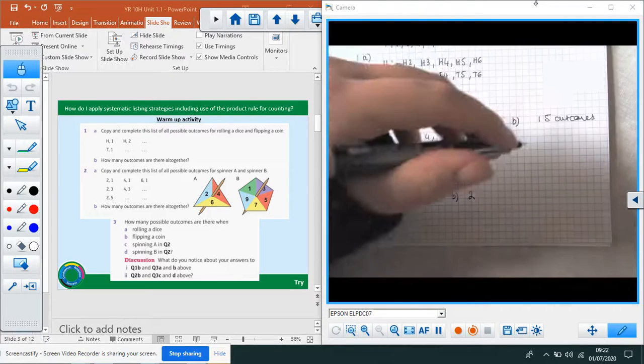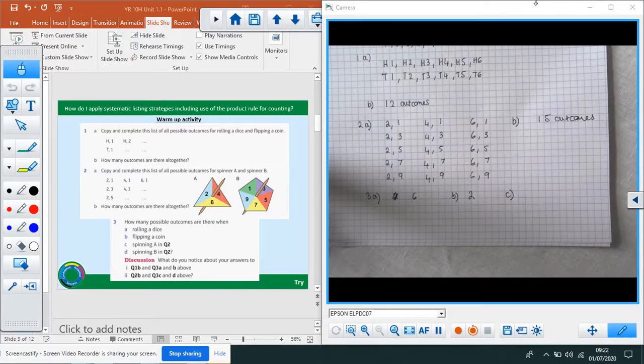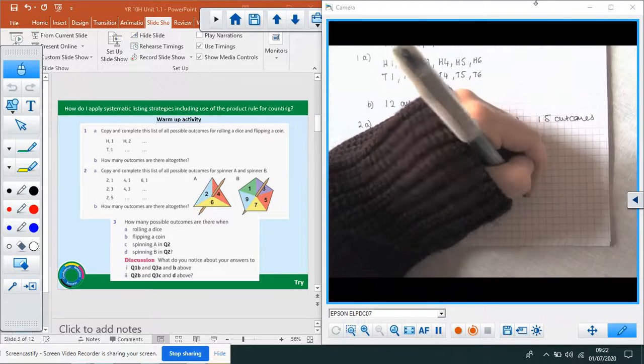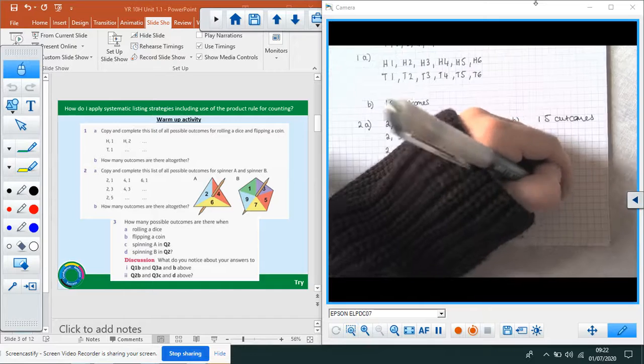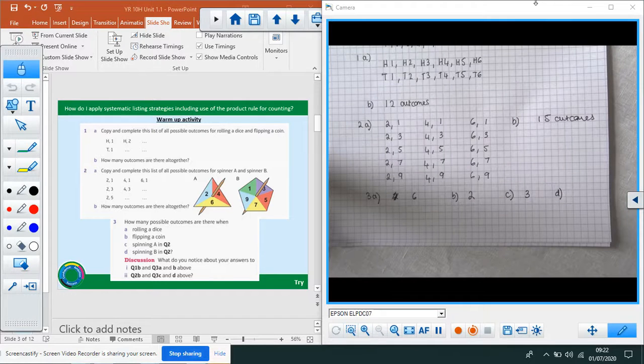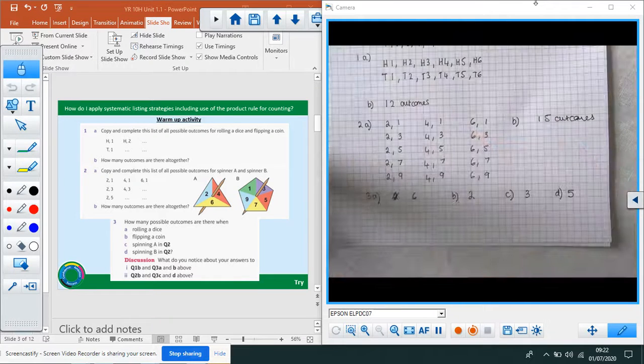C says how many possible outcomes for spinner A. So that's with the little spinner that we use in A. Well, there are 3 possible outcomes, either 2, 4, or 6. And D wants to know about spinner B in question 2, and there's 5 different options, 1, 3, 5, 7, or 9. So 5 different outcomes.